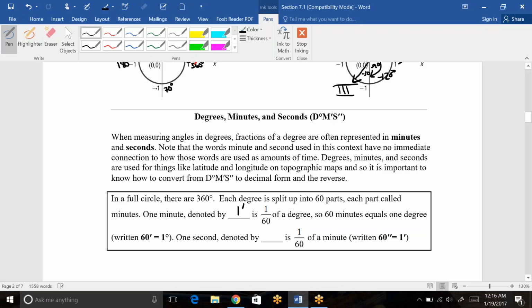So 60 minutes equals 1 degree. We write that as 60 minutes equals a total degree. So essentially, if you multiply this by 60 and multiply this by 60, because this is representing the degree, that's how we get this formula right here. 1 second, notated as 1 with a double mark, is 1/60th of a minute, not of a degree. So if we multiply both of these by 60, that's how they get this phrase.